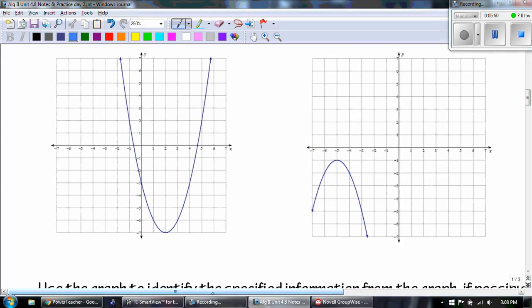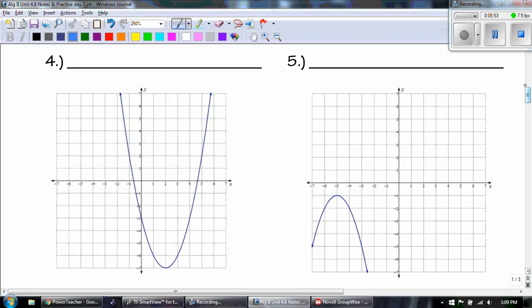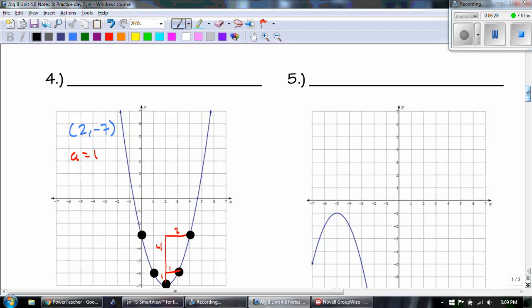Okay, so what I want you to do is see if you can pause the video, see if you can find the vertex, and see if you can figure out what the pattern is, and then we'll write it together. Okay, go ahead and pause the video, and good luck. Okay, so you should have gotten 2, -7, and then a equals 1, because I'm up 1 over 1, up 4 over 2.